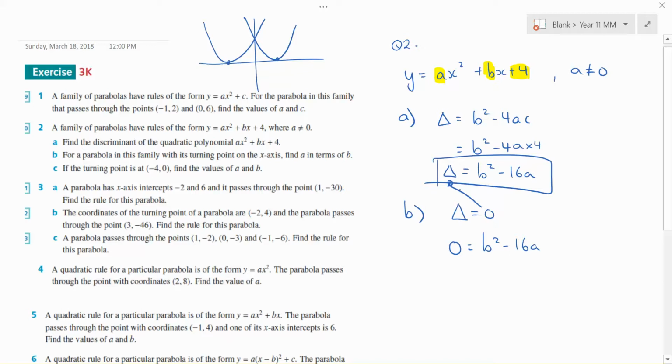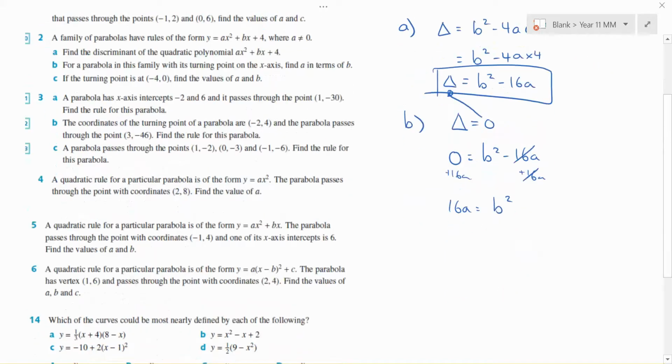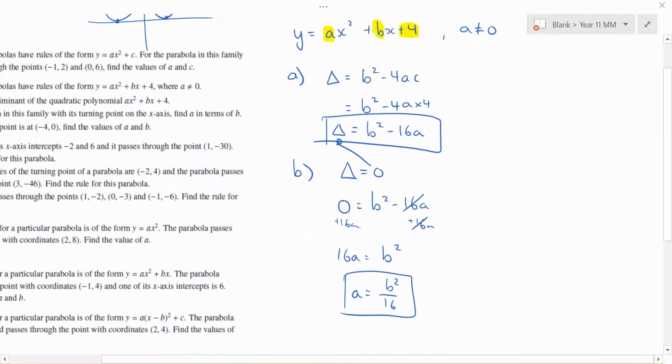So now I've got an equation, but they ask you to find a in terms of b. So find a. What I would do is add 16a on both sides, because that's a minus 16a, so the opposite of minus is add. If you do the opposite, you now get 16a equals b squared. And finally, you want to find a in terms of b, so divide both sides by 16, and you get a equals b squared on 16. Okay, so that's part b.